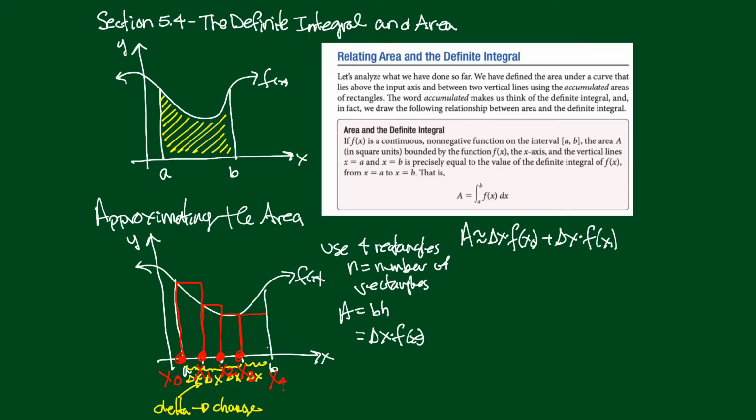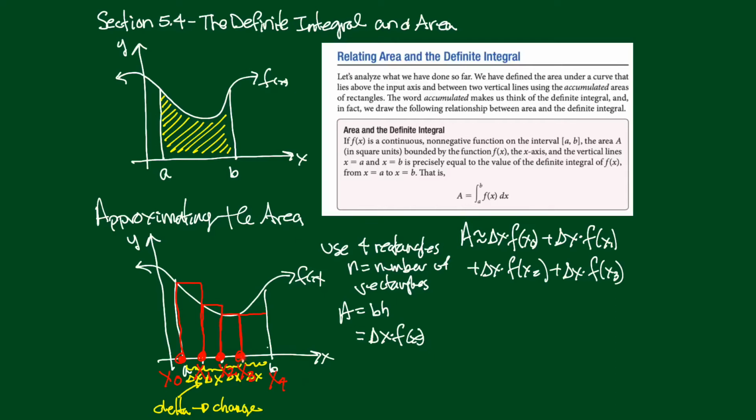So let's get the areas of these other rectangles. I've got the first two. This one comes off x sub 2, right? So our delta x is the same, but our height is going to be f of x sub 2. So we're going to add in delta x times f of x sub 2. And then the last one, we're going to add in delta x times f of x sub 3. Let's just check that. The last one, x sub 3, that's this one.